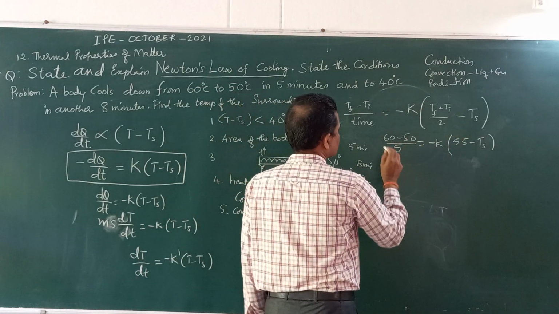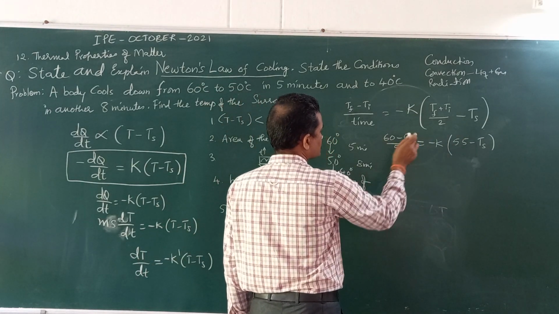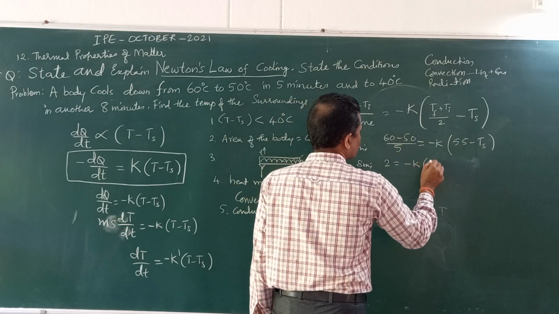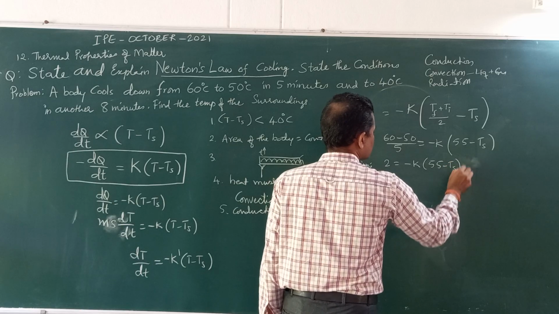So, this is the equation 1. So, 60 minus 50 is 10, 10 by 5 is 2. So, 2 is equal to minus k times 55 minus Ts. This is the equation number 1.